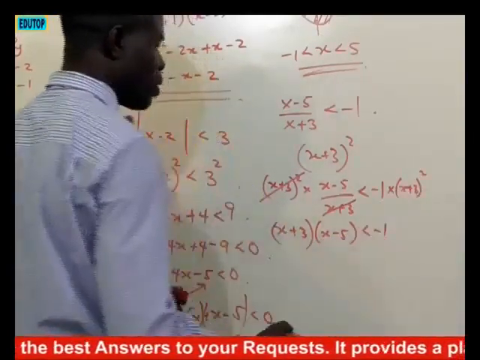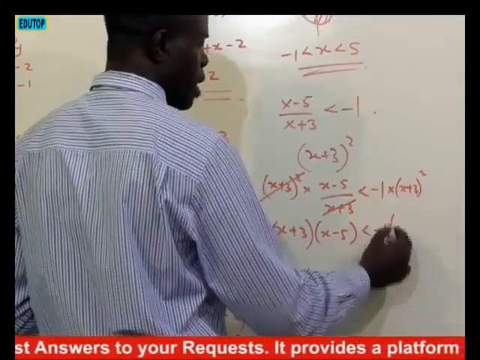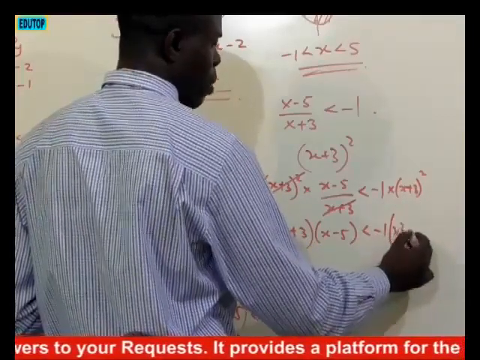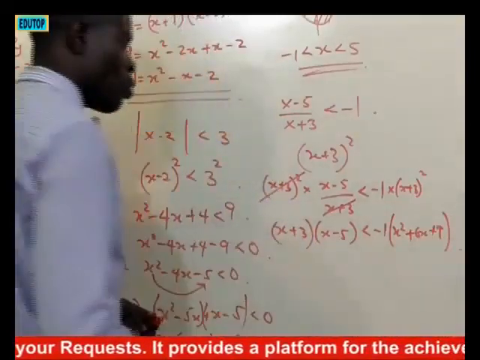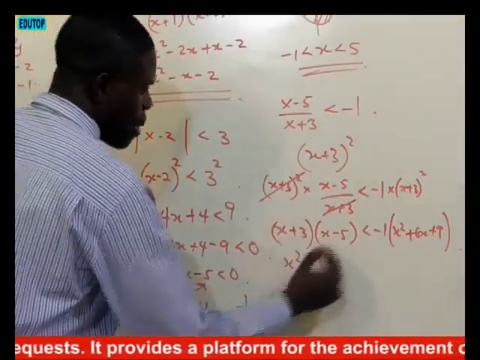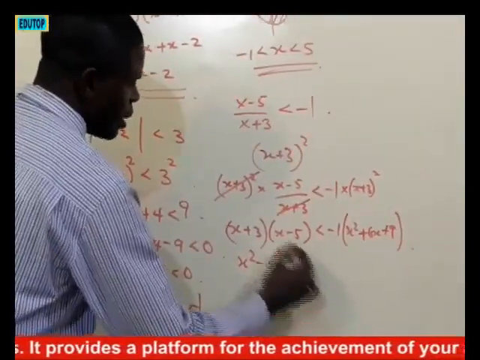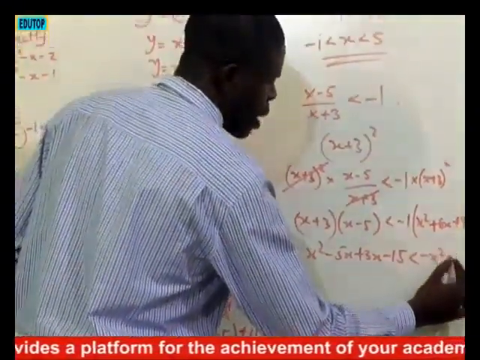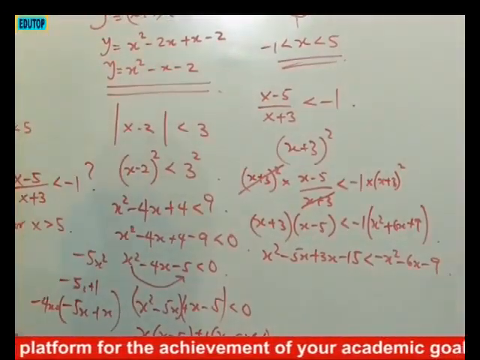Then this one, let's expand this one. This one will definitely be, put this on this, that becomes x squared. Use this to multiply this, 2x, times this, plus 6x. Put this on this, plus 9. So that's how to do that. Then let's expand this too. This times this, x squared. This times this, minus 5x. This times this, plus 3x. This times this, minus 15. Less than, this times this, minus x squared minus 6x minus 9. So that's what we're going to have.